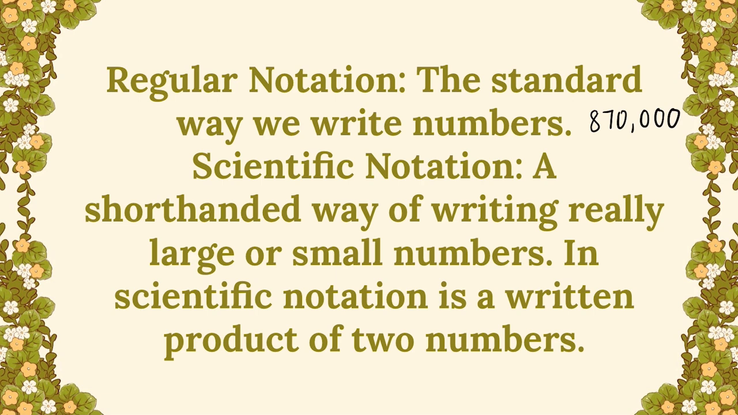In scientific notation, the number is written as a product of two numbers. So it would be something like this, like 2.7 times 10 to the 6th. Okay, so let's look at some examples now.